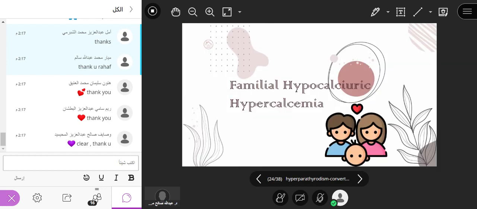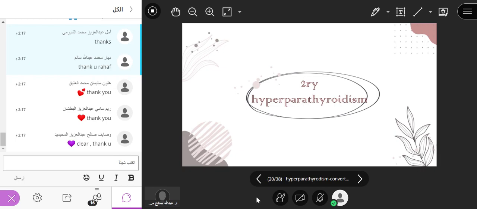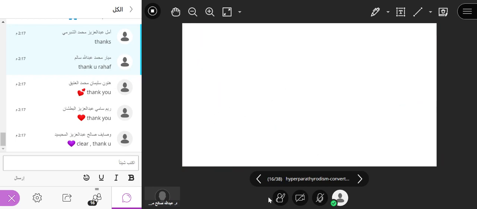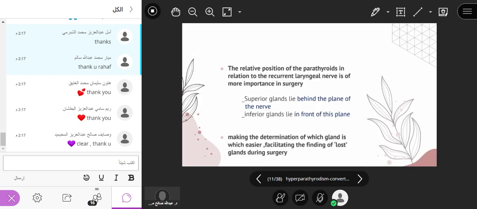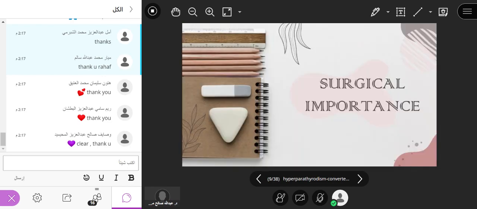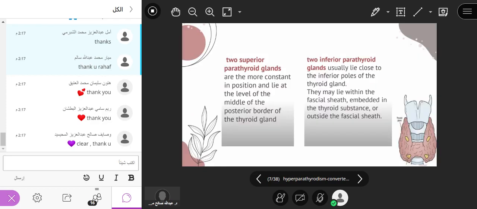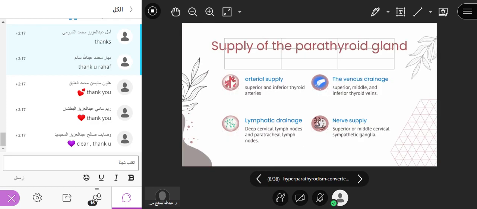Sometimes it will have collateral supply from the superior, but the main blood supply to the parathyroid gland is the inferior thyroid artery. You may get a question on this: the inferior thyroid artery is the main supply for the parathyroid. Sometimes patients have a variant with collateral supply from the superior.